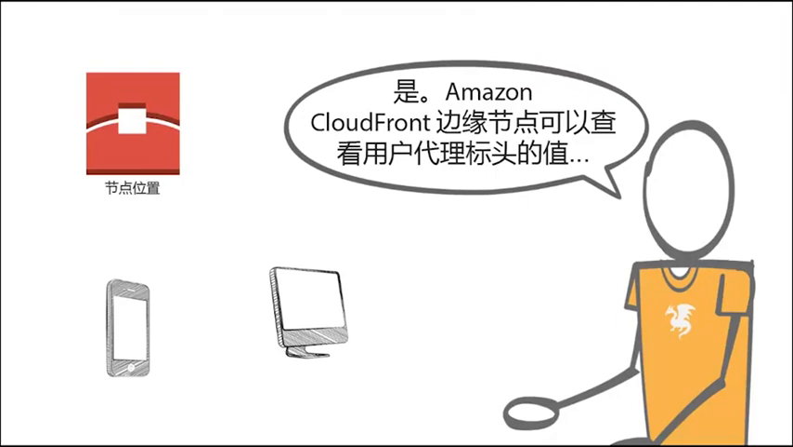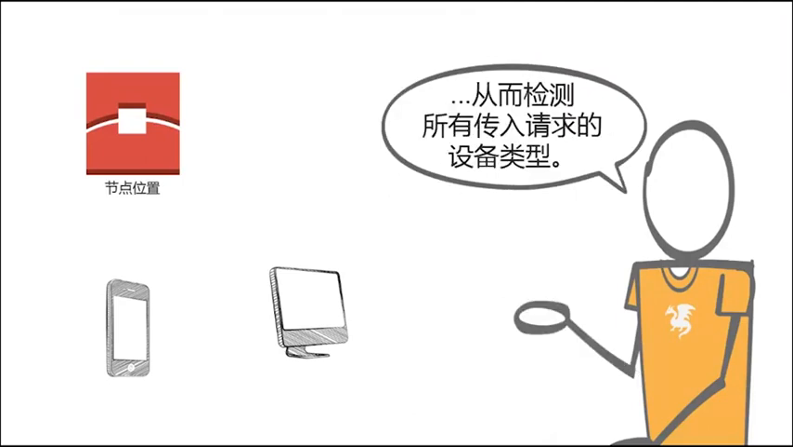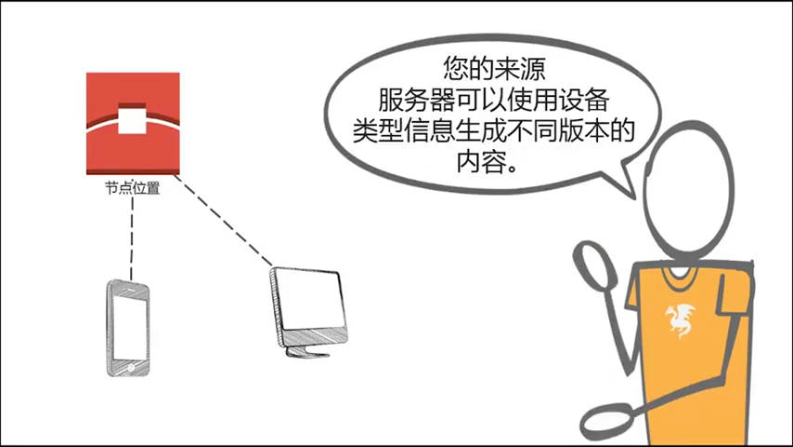Yes, Amazon CloudFront Edge locations can look at the value of the user agent header to detect the device type of all the incoming requests. Your origin server can use the device type information to generate different versions of the content.